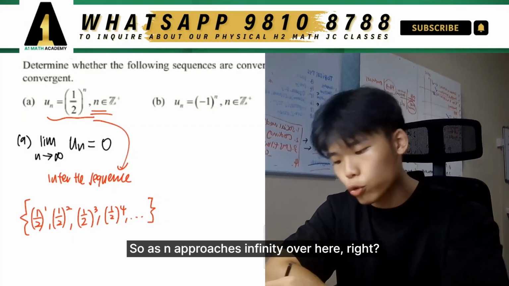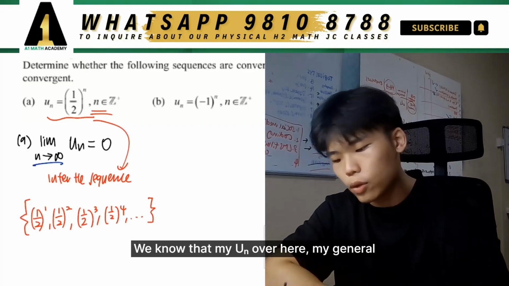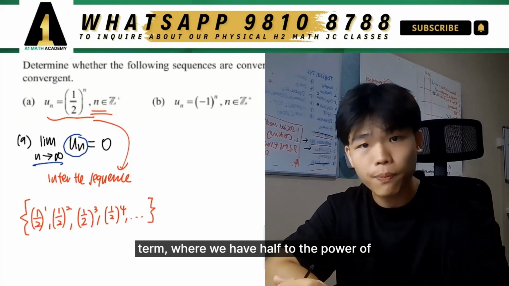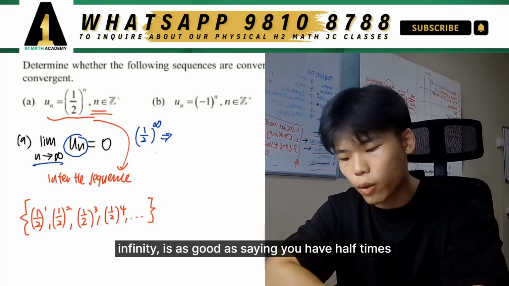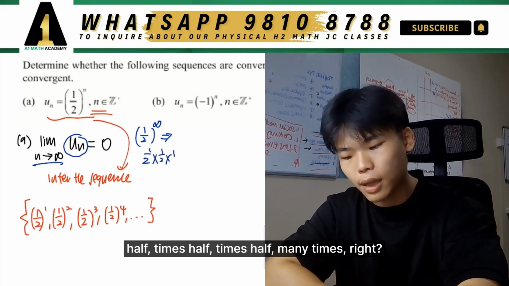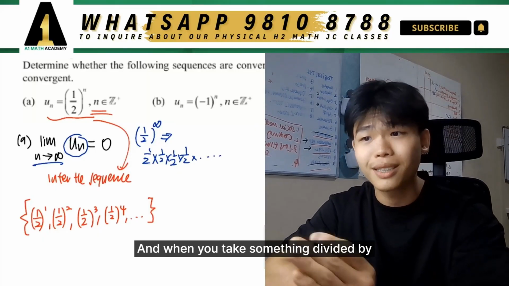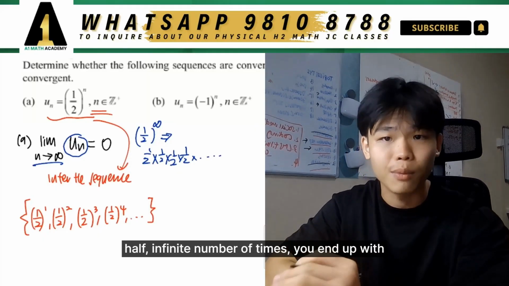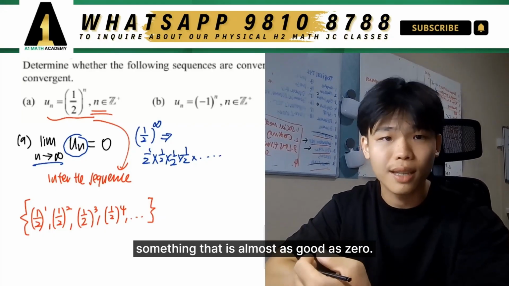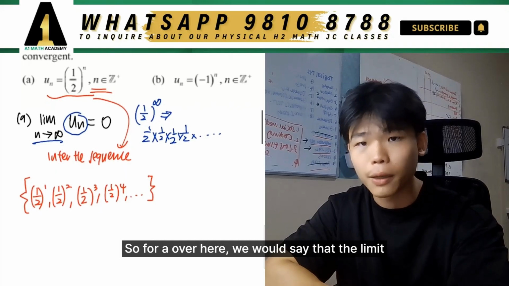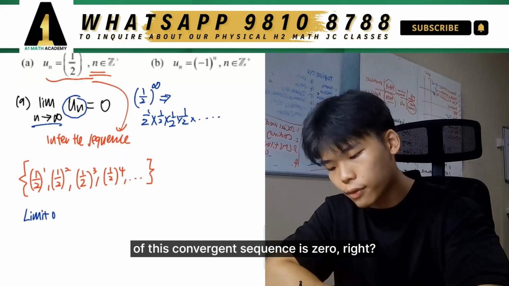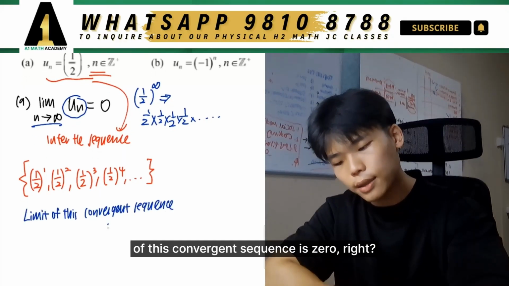So as n approaches infinity over here, my un, my general term, when we have half to the power of infinity, is as good as saying you have half times half times half times half many times, an infinite number of times. And when you take something and multiply by half an infinite number of times, you end up with something that is almost as good as 0, something that tends towards 0. So for A over here, we would say that the limit of this convergent sequence is 0.